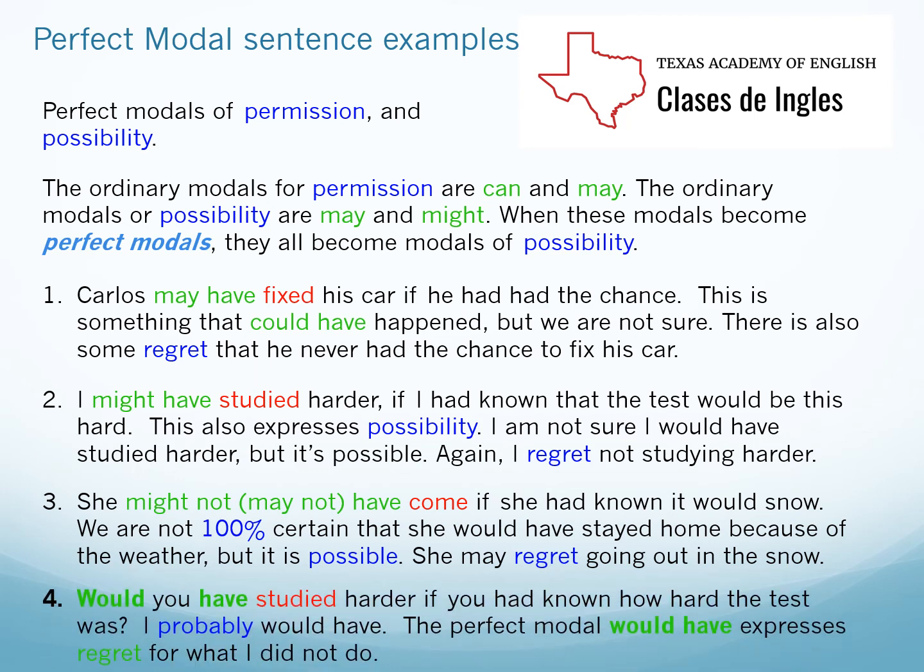And if we ask a question, and if we look at the interrogative form: would you have studied harder if you had known how hard the test was? I probably would have. The perfect modal would have expresses regret for what I did not do.